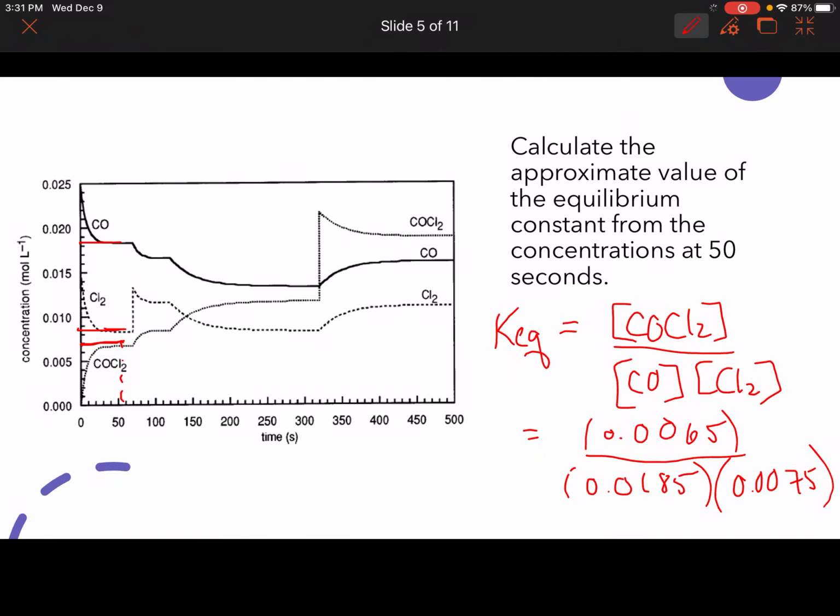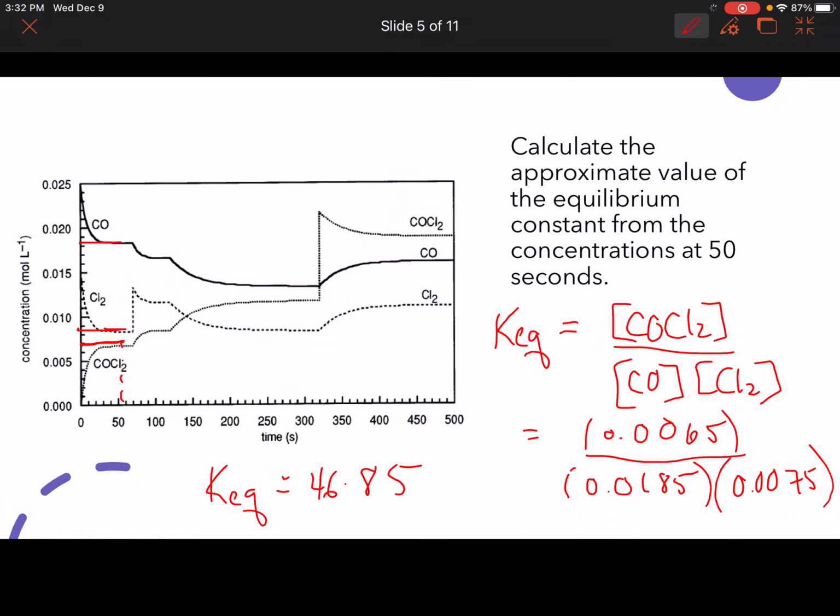Okay, so you just read those off the graph and then you just plug them into your calculator and solve, right? So it's going to be 0.0065 divided by 0.0185 and divided by 0.0075. And you get an answer of KAQ is going to be equal to 46.85.